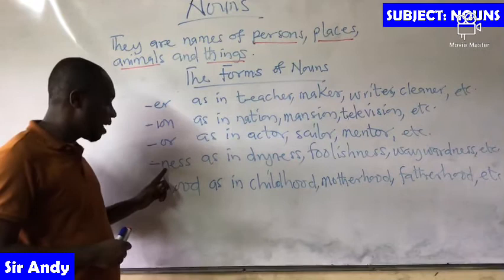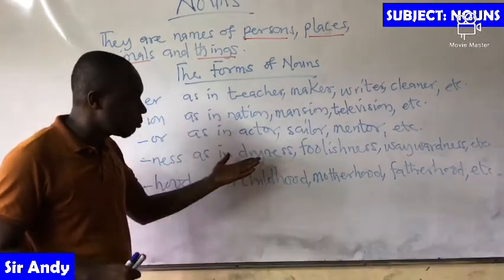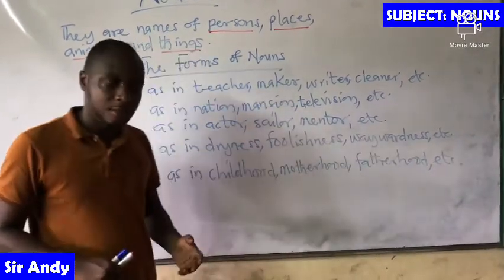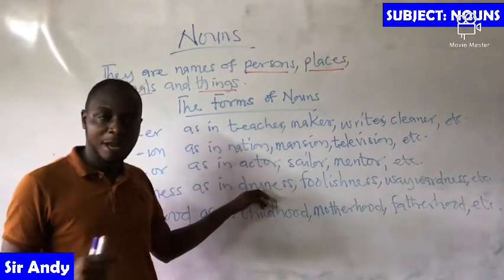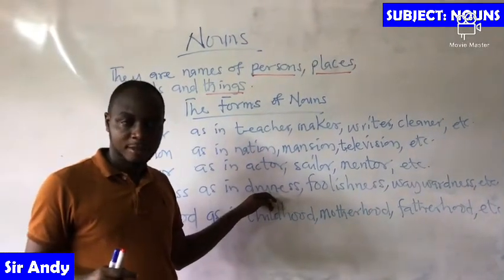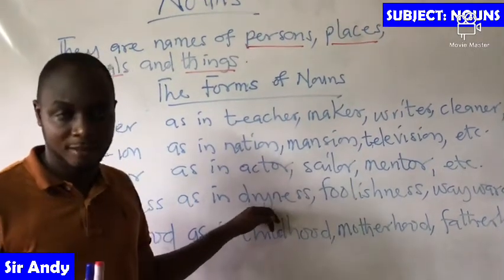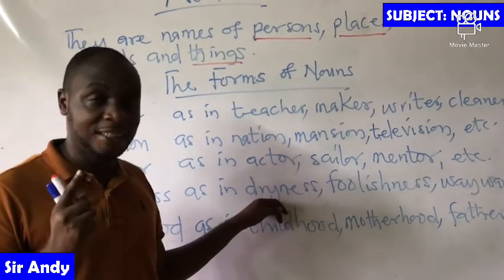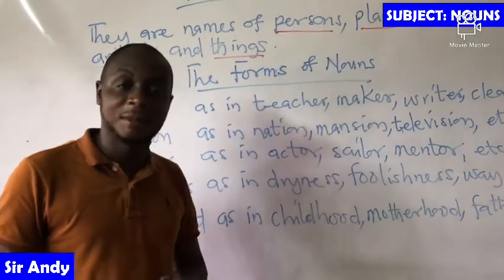And then we have NESS, as we have in dryness, foolishness, waywardness. So take a look at this, dry. What part of speech is dry? The food is dry. That means that it is an adjective. But the very moment we add NESS to it, it becomes a noun.